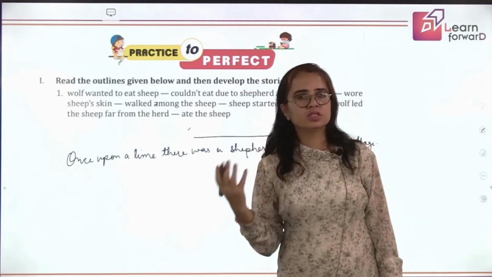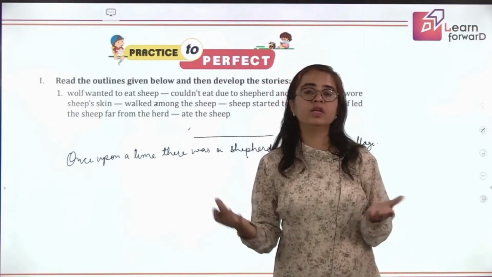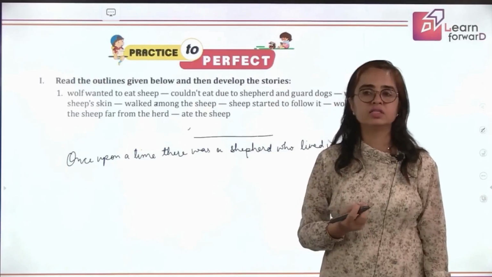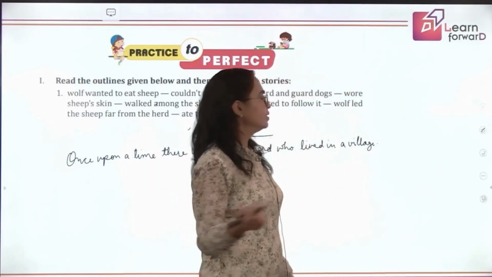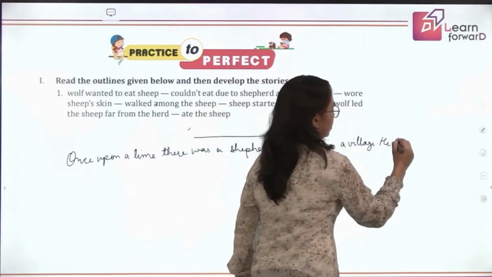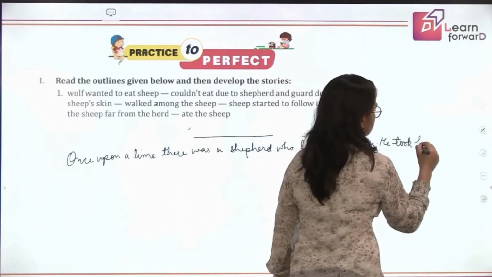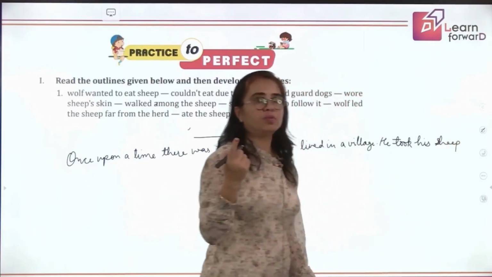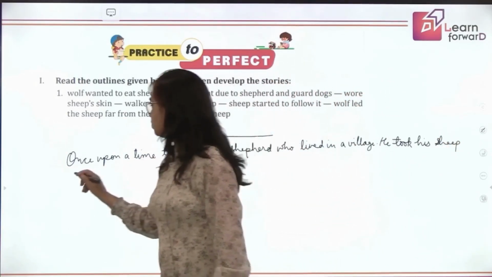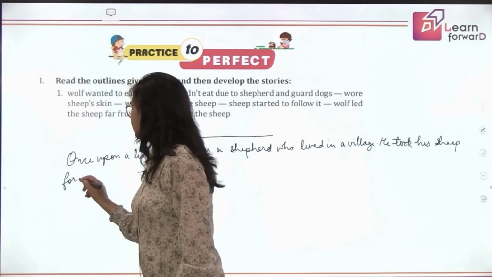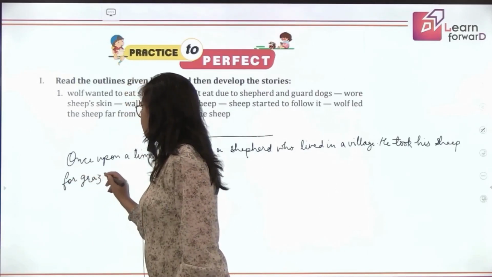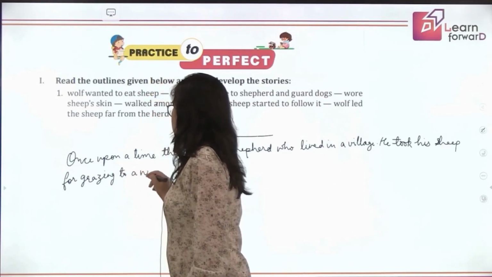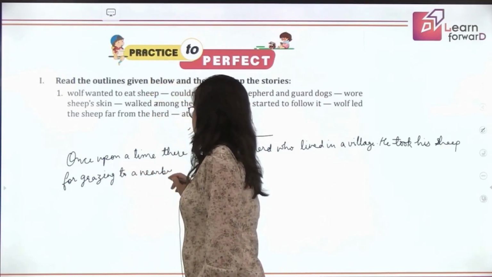Now, because he was a shepherd, that means he had sheep, right? So what did he used to do with the sheep? So we can say he took his sheep for grazing to the nearby fields. He took his sheep, the plural of sheep is also sheep, I hope you remember that. He took his sheep for grazing to a nearby field.